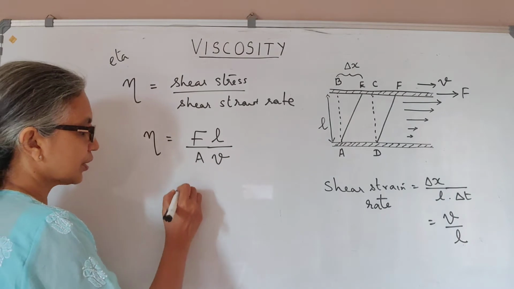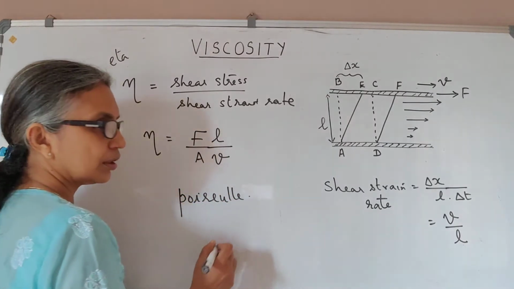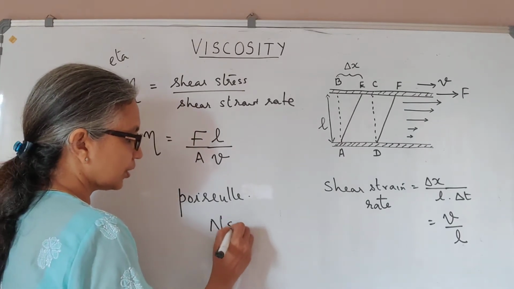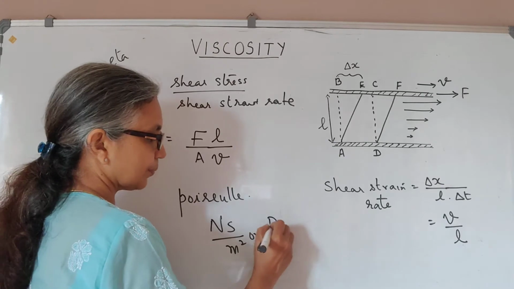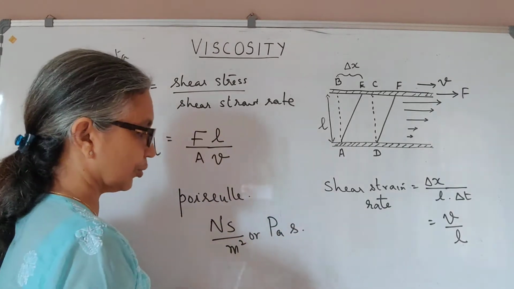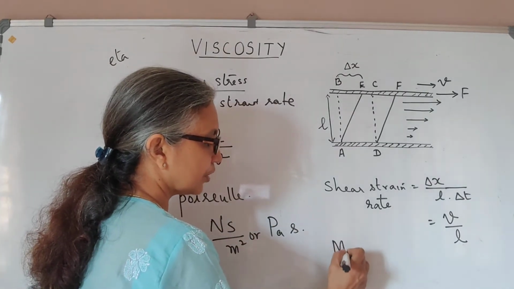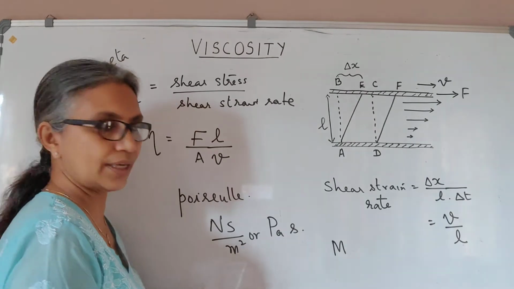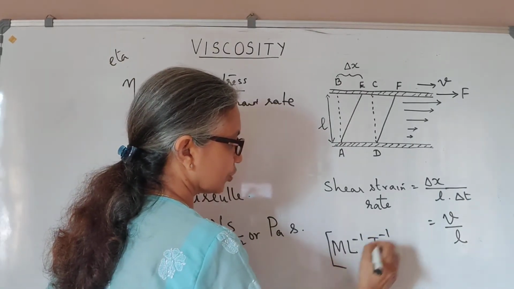Also, its SI unit is Poiseuille. The other units are Newton second per meter square, or since Newton per meter square is Pascal, we have Pascal second as the SI unit. Then the dimensional formula for this, which you have learned in the first chapter, units and dimensions, is M L raised to minus 1, T raised to minus 1.